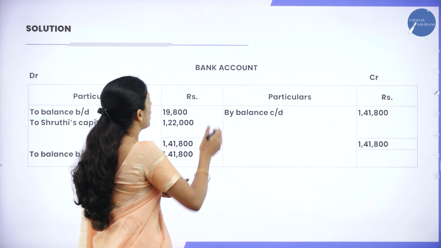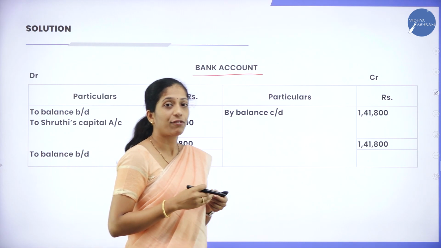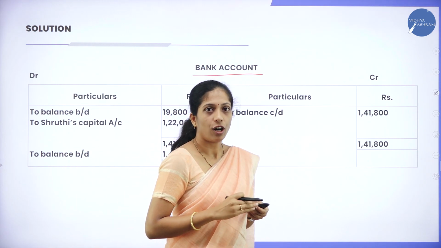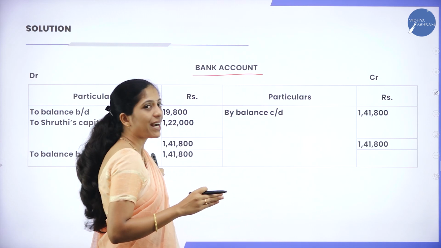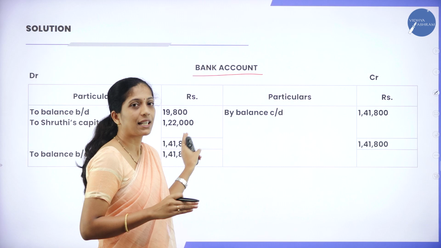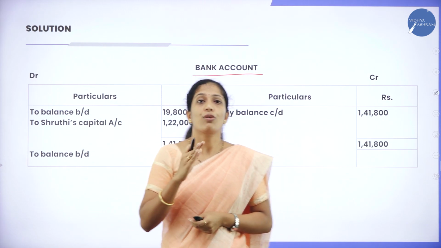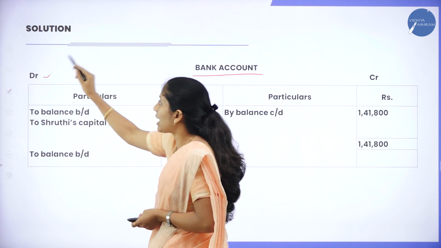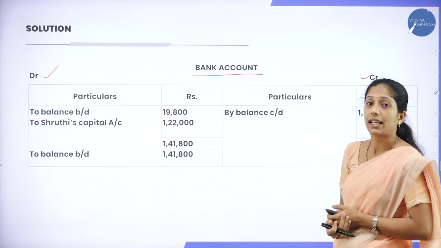Now we shall go through one more account, that is the bank account. It's not compulsory that you prepare the bank account. It's optional here. But we shall prepare the bank account. Here the format is: under the debit side, particulars and amount; under the credit side, particulars and amount. Make sure you don't forget to write debit as well as credit. Now how to begin your bank account?